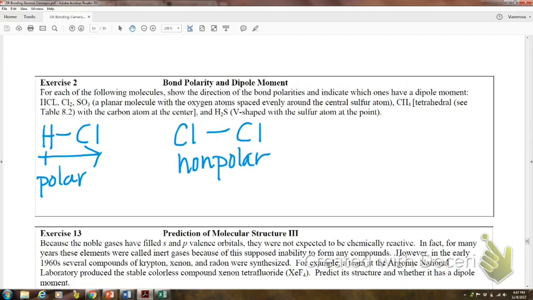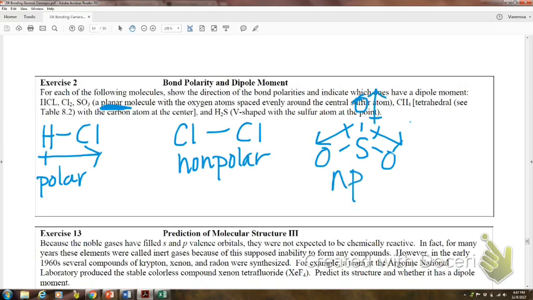Okay? And then SO3, which it's telling us is a planar molecule with oxygen spaced evenly around. So even if we didn't know how to draw that structure, they're just telling us it's planar. Okay, so that means the oxygens are evenly spaced. So oxygen gets the electron more because it's more electronegative. So all of our vector arrows would look like this. They would all be going out, and so all the negatives are facing out. So this would be nonpolar. Okay, and then it says CH4, which we just did. We're not going to do it again.